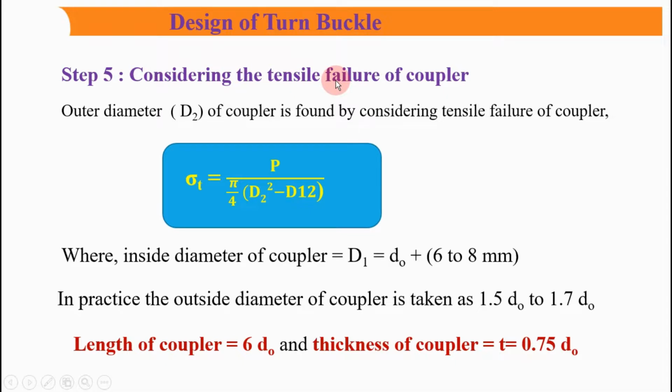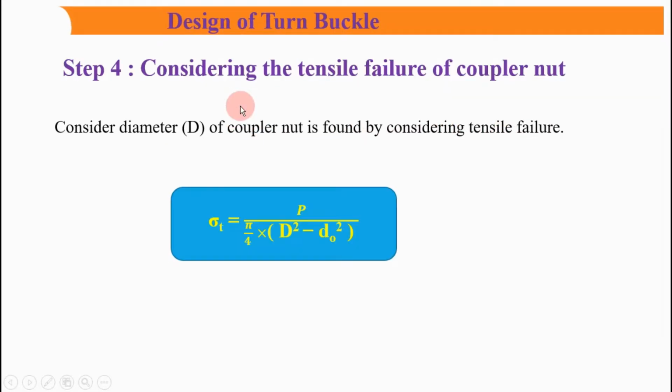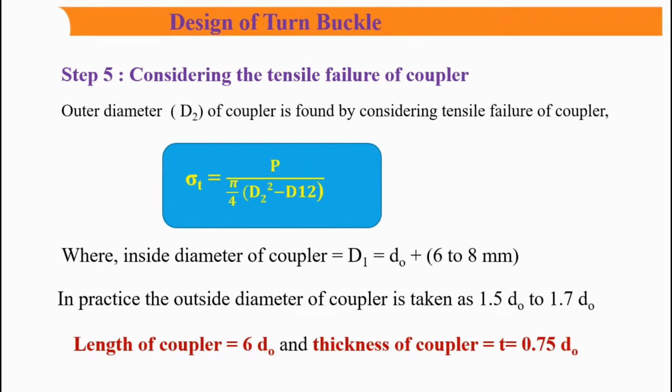Next, here we are considering the tensile failure of the coupler. So now we need to consider the tensile failure of the coupler. The outer diameter D2 of the coupler is found by considering the tensile failure of the coupler. We have calculated the value of D, the diameter of the coupler nut, by considering the tensile failure of the coupler nut, and here we need to find the outer diameter of the coupler by considering the tensile failure of the coupler.